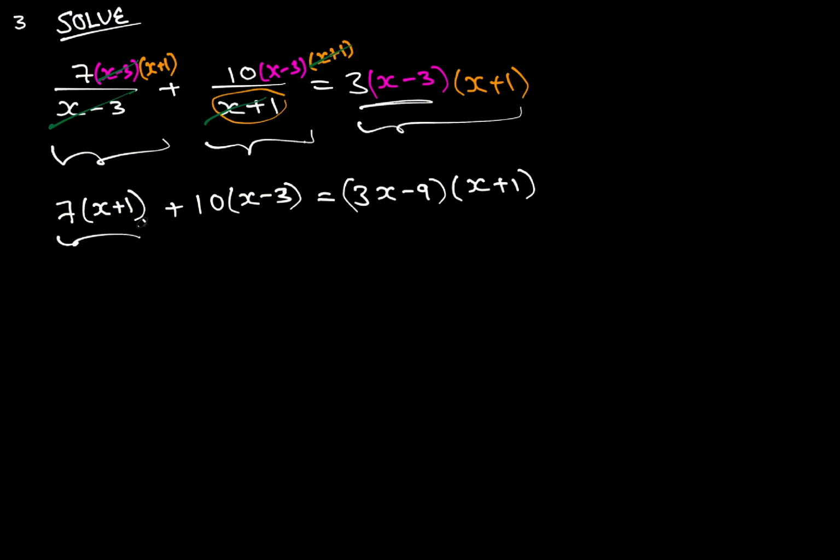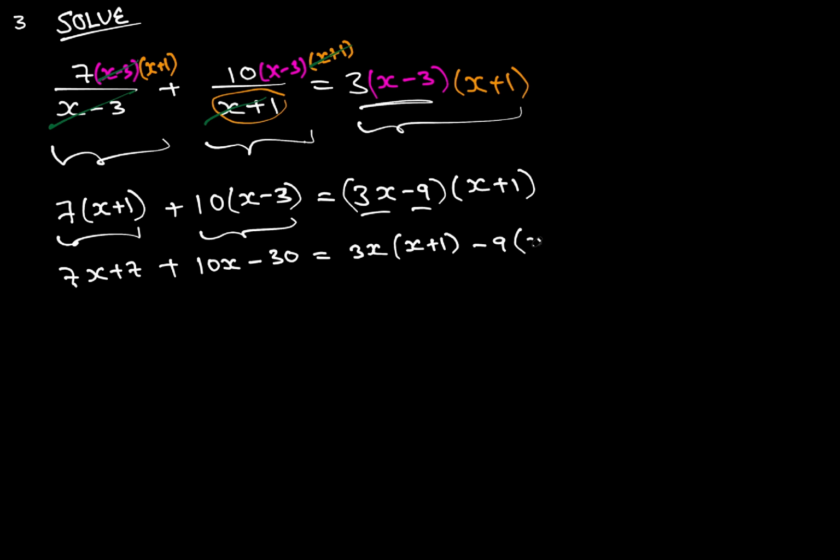So on the left hand side, 7 brackets x plus 1 is going to become 7x plus 7, and the second bracket is 10x minus 30, and that's going to equal the expansion of 3x minus 9 and x plus 1. So I'm going to use the single bracket method, so that's 3x times by x plus 1. And then the second term, which is negative 9, times by the second bracket, x plus 1.